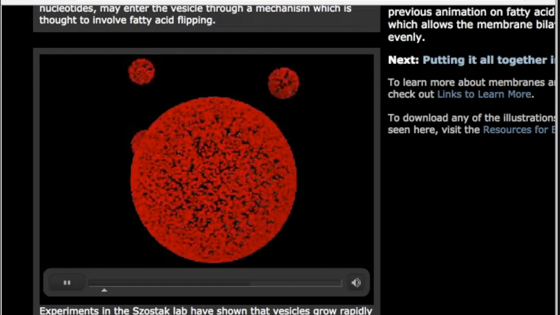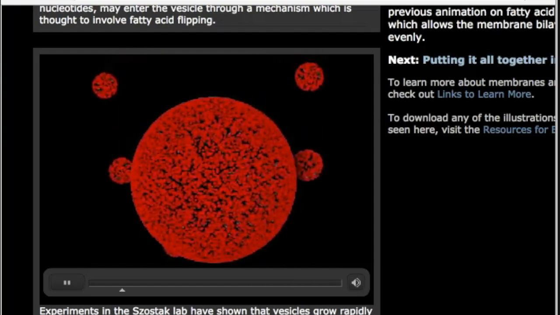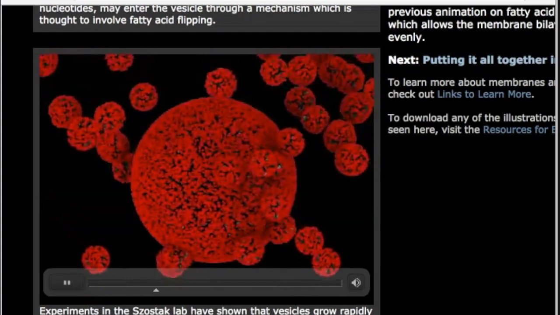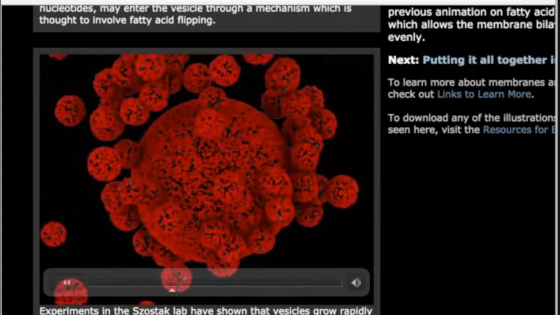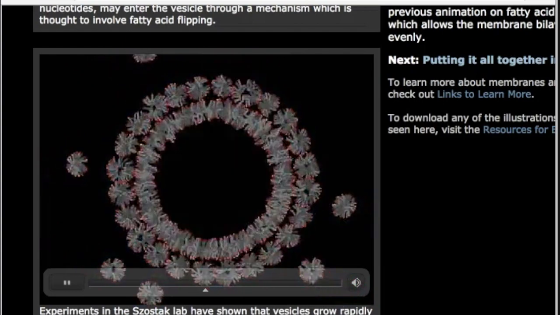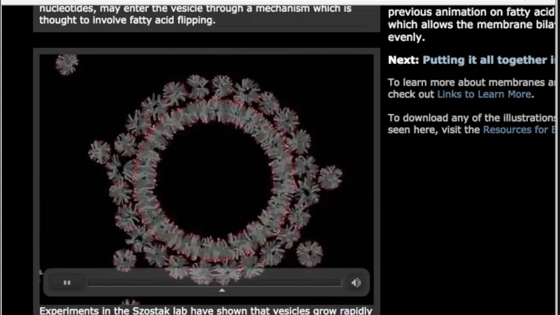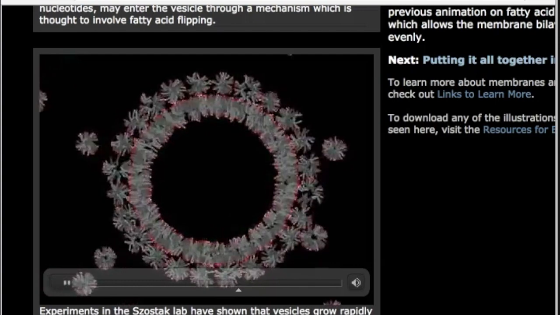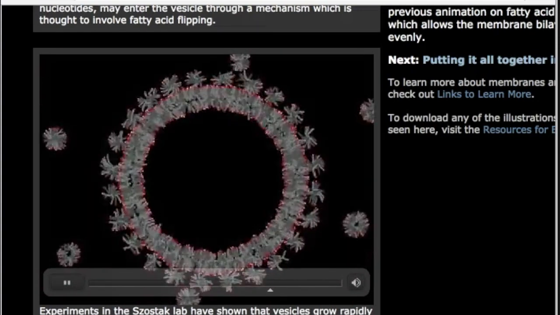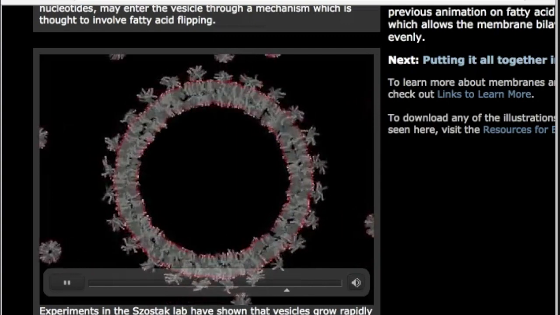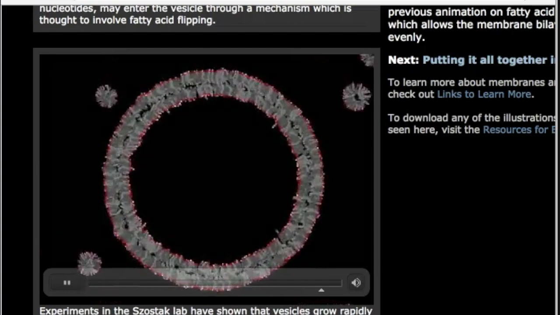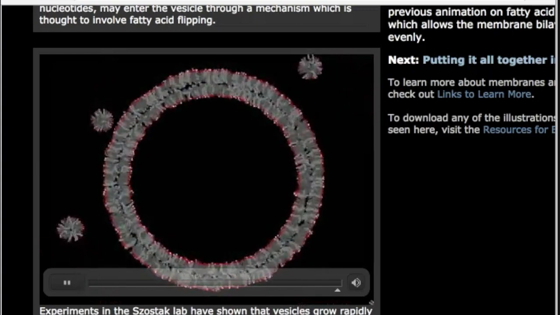When fatty acid micelles are added to a solution containing preformed vesicles, the vesicles are observed to grow rapidly. This is thought to happen through the formation of a micelle shell around the vesicle. Individual fatty acid molecules are then transferred from the micelle to the outer leaflet of the vesicle, resulting in vesicle growth and micelle shrinkage. Fatty acids must flip-flop between the inner and outer leaflet of the vesicle to ensure even growth of the vesicle membrane.